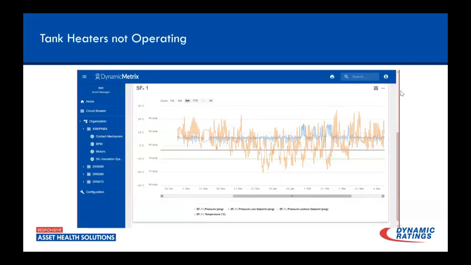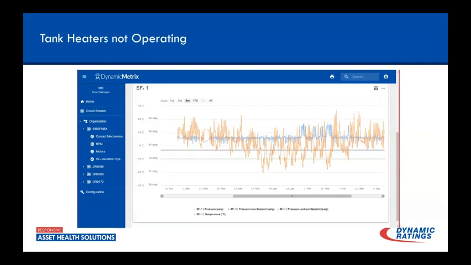But the big thing that we notice here in this graph is we're seeing these drops during these times, and they did have tank heaters on this breaker, and really we shouldn't be seeing that. So the monitor did provide alarms that, hey, we've got tank heaters, they're not working. They go out and check it, and they were not working.